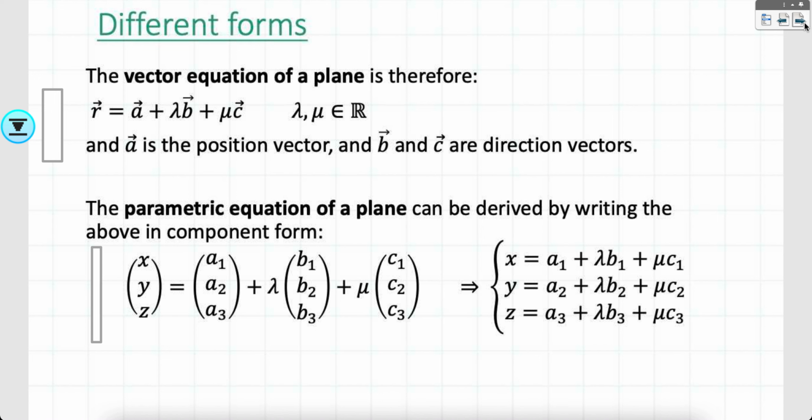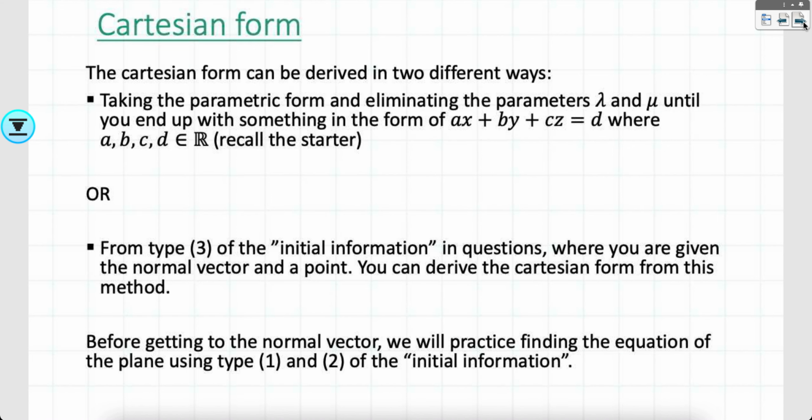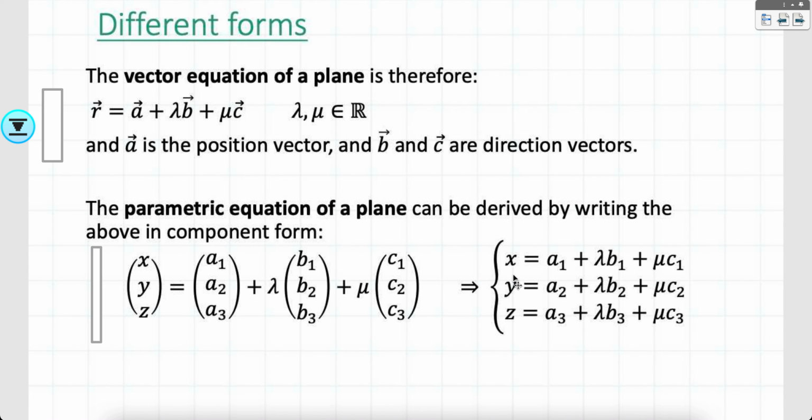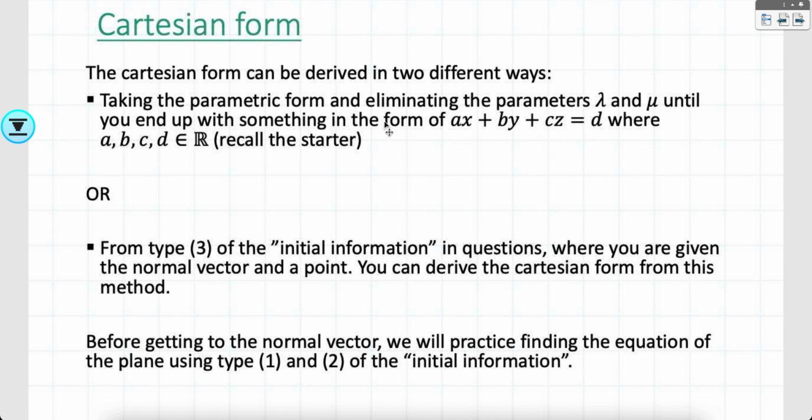Now for Cartesian form, it's slightly complicated. We have two different ways of getting an equation of a plane in Cartesian form. Either we have to do some algebraic manipulation to this, where you deal with this like a system of three equations, and you have to eliminate the lambda and the mu, both of them, using all three equations, until you end up not actually solving the equation. You just need to end up with something like this in general form, which is a Cartesian form.